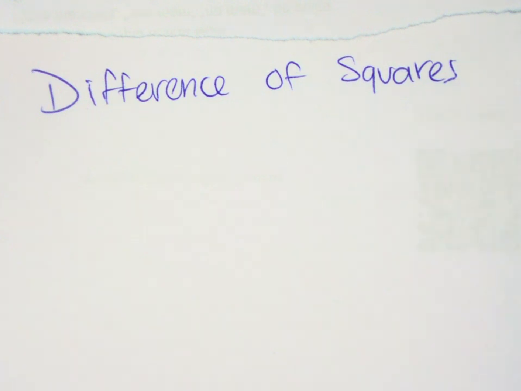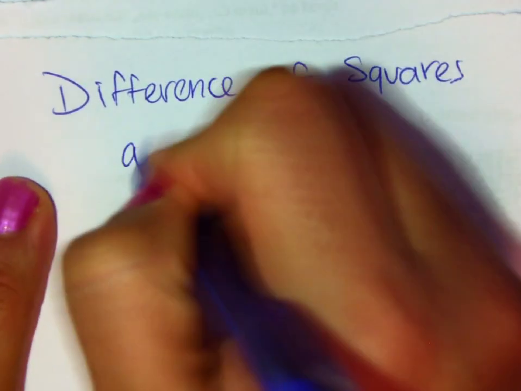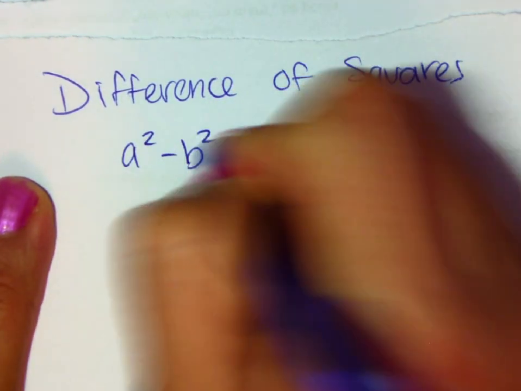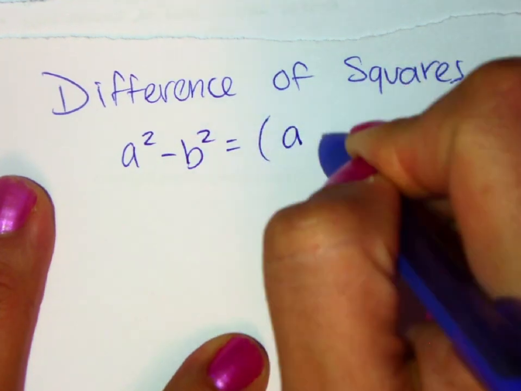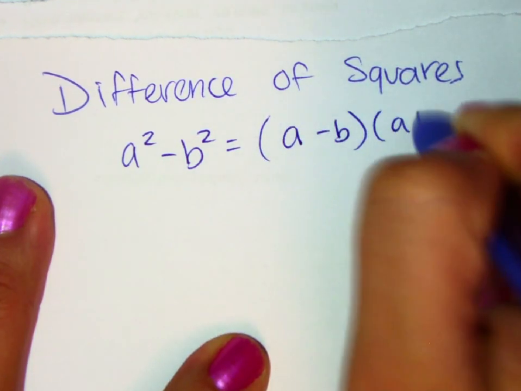Alright, students, in this video I'm going to review how to find the difference of squares and polynomials. So difference of squares follows the formula a squared minus b squared equals a minus b and a plus b.